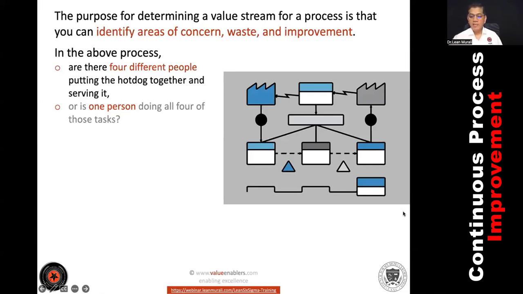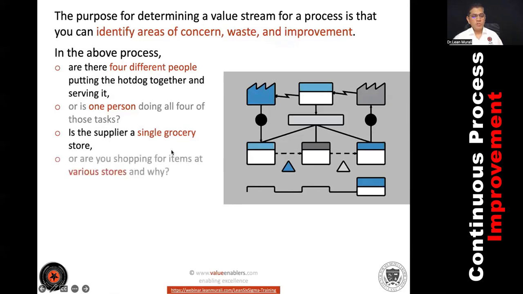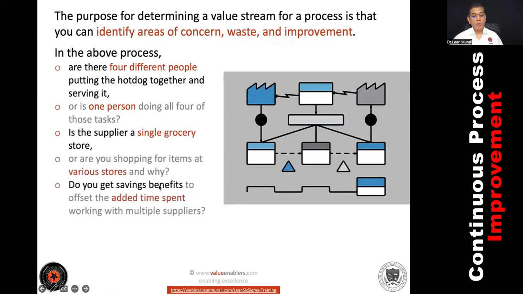So that's why we need to do a value stream mapping, to really study. I just demonstrated to you that the views differ. So we really need to go into the details. For example, is the supplier a single grocery store? Are you shopping the items from various stores? Why are we doing it? Did you get a savings benefit, given the added time spent working with multiple suppliers?